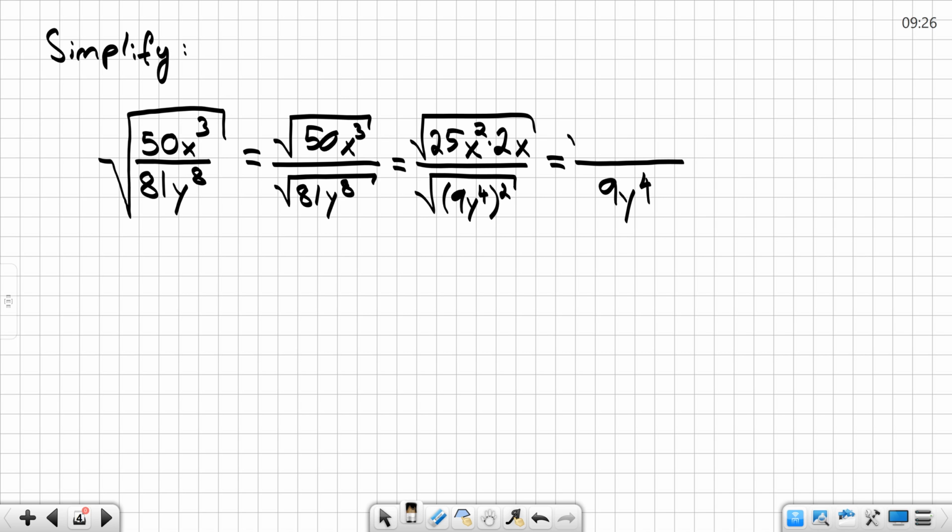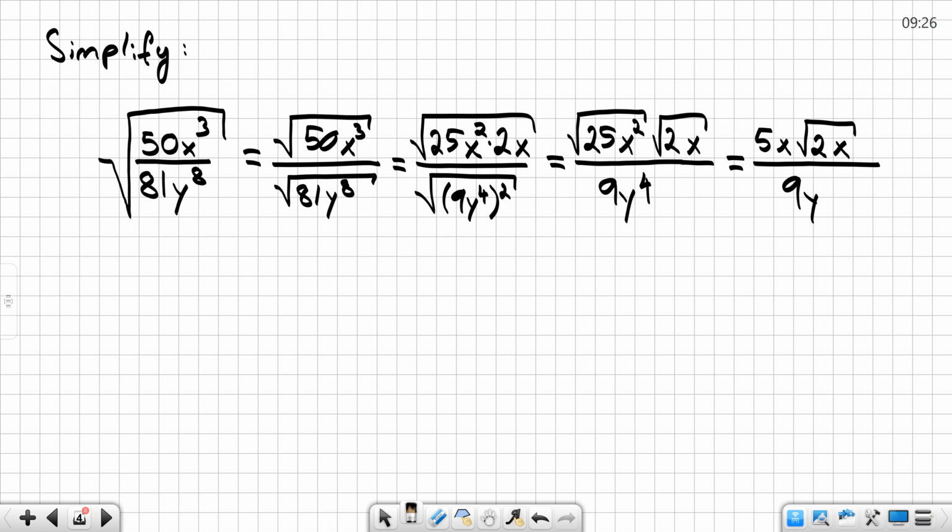And in the top, I have that this is the square root of 25x squared times the square root of 2x. And again, the square root of 25x squared will be 5x for us times the square root of 2x divided by 9y to the 4th. All right.